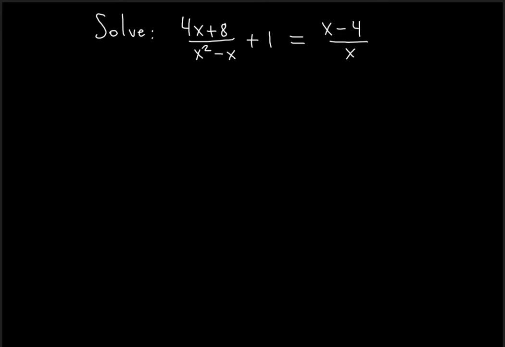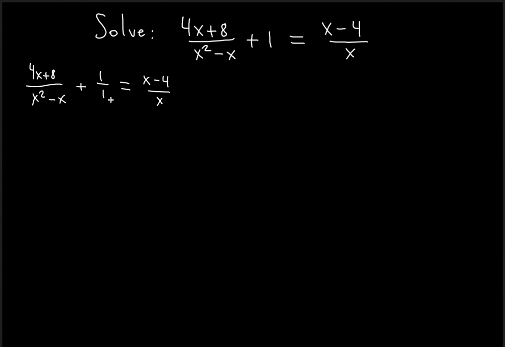How do you solve the equation for x plus 8 over x squared minus x plus 1 is equal to x minus 4 over x? First thing that you want to do, you want to write all terms as fractions. So right now we have only two fractions, and we have the second one that we need to make a fraction as well. And then we will see what we can do using the LCD of the denominators. So you can write this as 4x plus 8 over x squared minus x plus 1 over 1 is equal to x minus 4 divided by x.